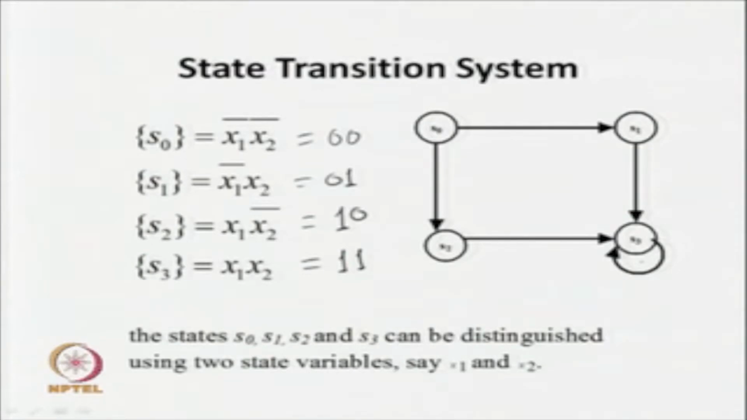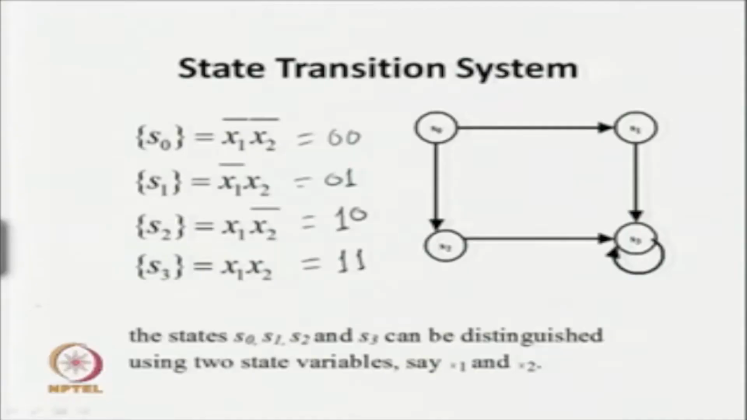So, we need at least 2 state variables to represent those 4 states. And already I have mentioned that in general, if I have n different states, then we need log n to the base 2 variables, the ceiling of that. That means log n to the base 2, and I take the ceiling of that value, and this is the minimum number of variables that we need to represent the different states uniquely.